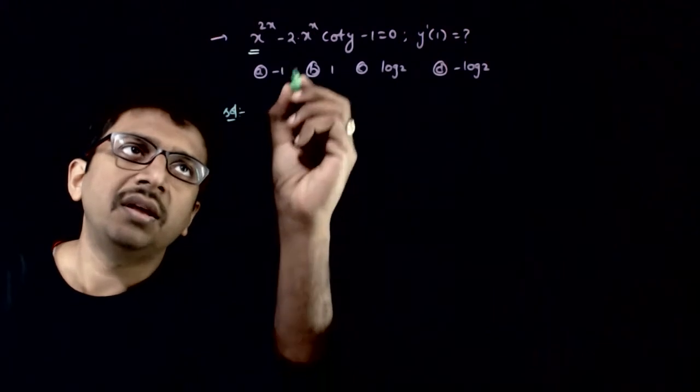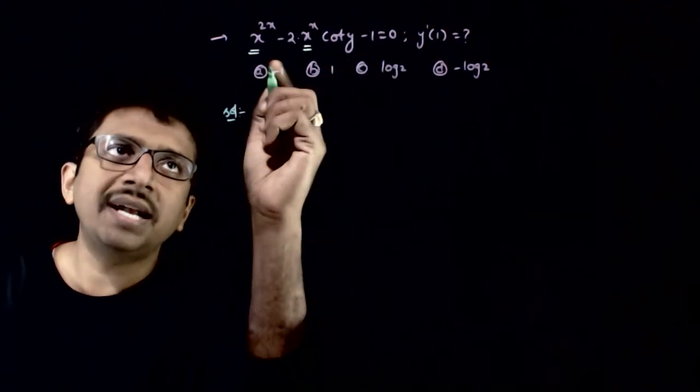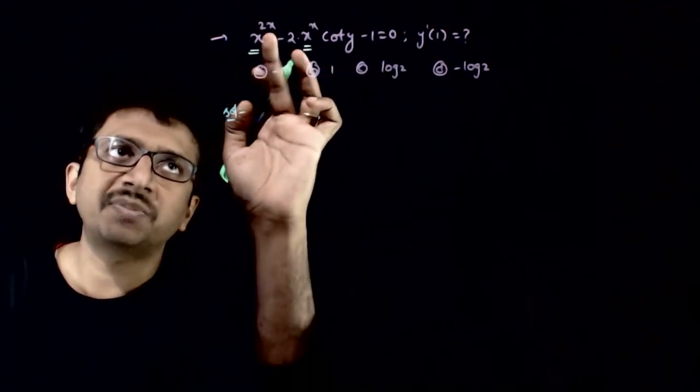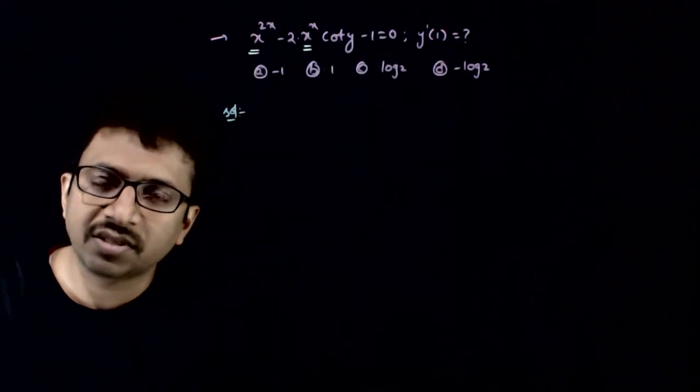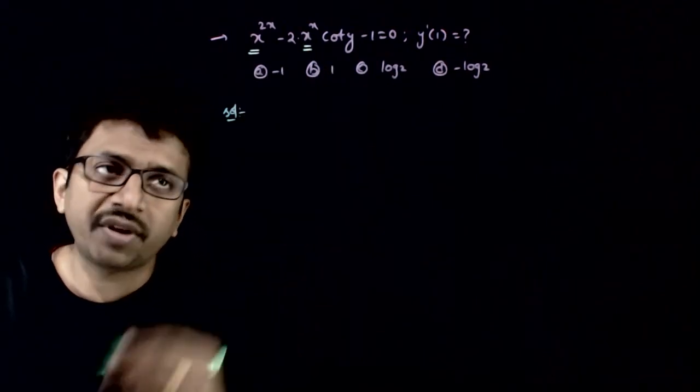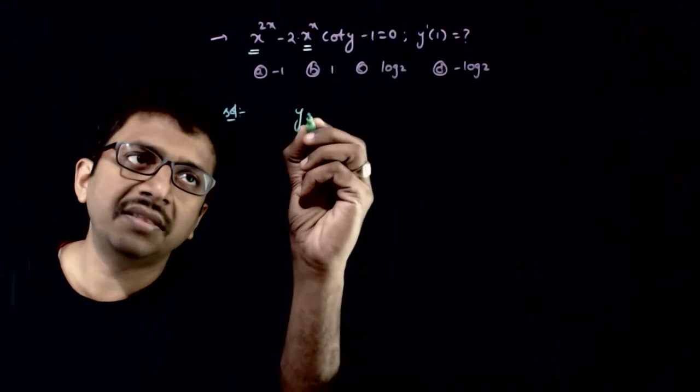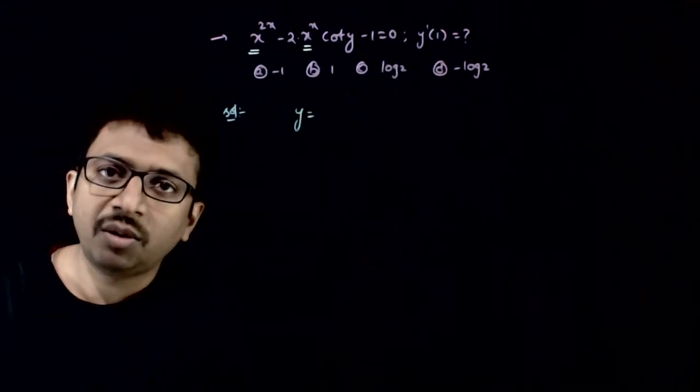So first, this equation contains the term x power x, right? This is x power x whole square. You have an x power x. And you know the differentiation of x power x. You'd have done this in your board practice.